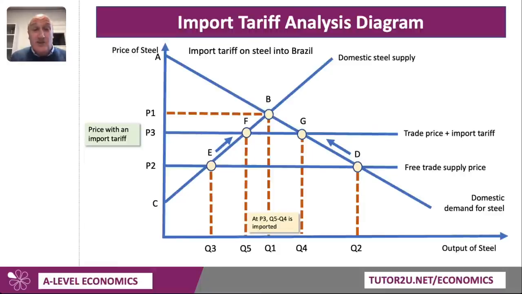By the way, often link the diagram to a particular country. So this is a tariff on steel. It's an import tariff on steel into Brazil. I've no clue if Brazil makes steel. They probably do. Doesn't bother me if they don't. I just want to use this diagram in the exam. And of course, the tariff increases the price and causes a fall in the volume of imports.